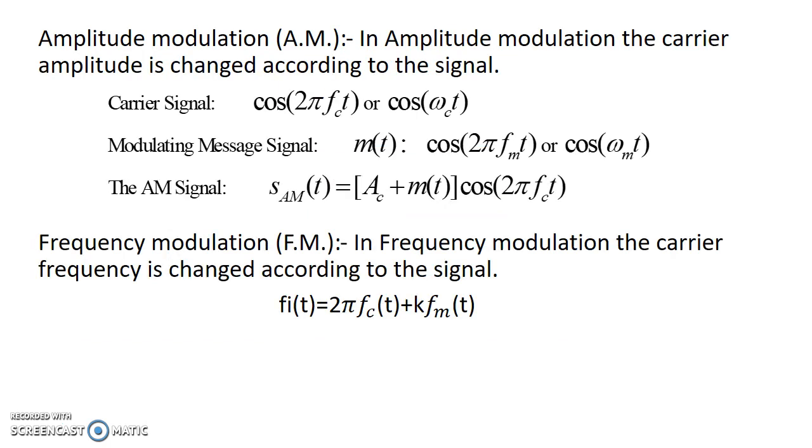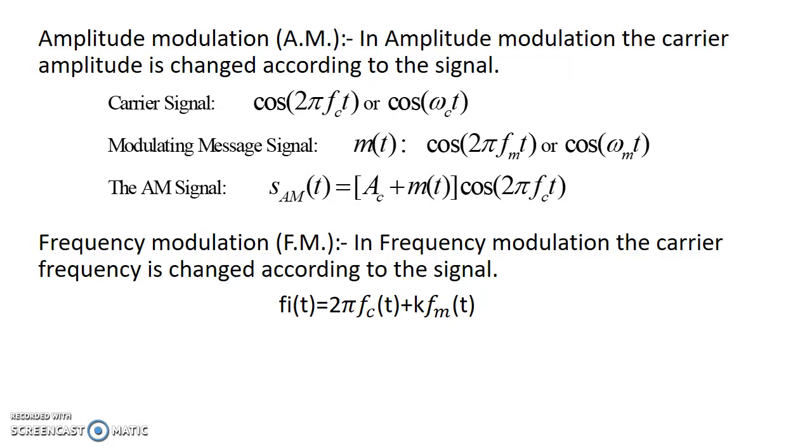Amplitude modulation. In amplitude modulation, the carrier amplitude is changed according to the signal. These are some important equations which are very much related to amplitude modulation. The first one is for the carrier signal, the second one is for the modulating message signal, and the third one is for the AM signal.